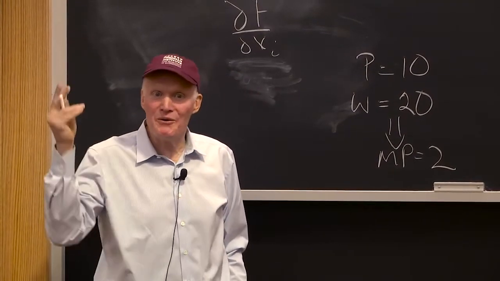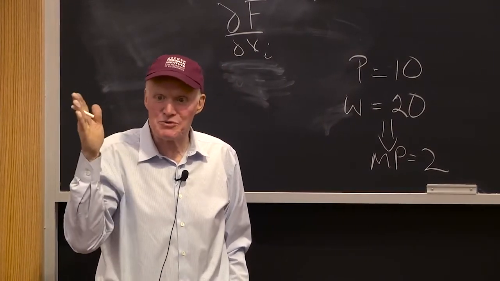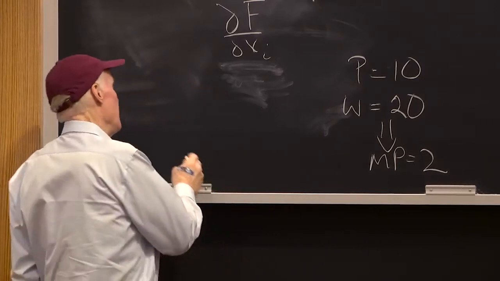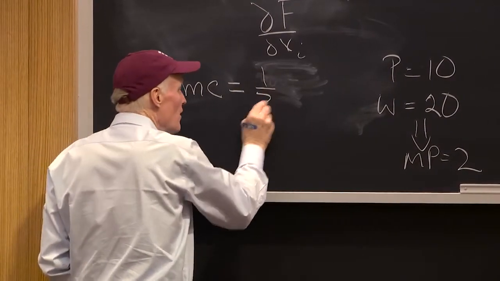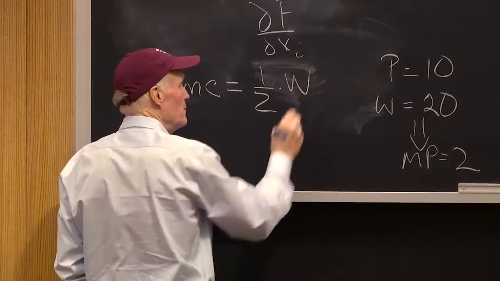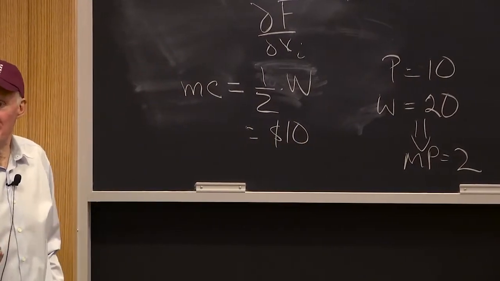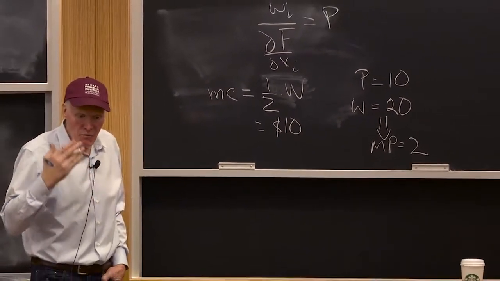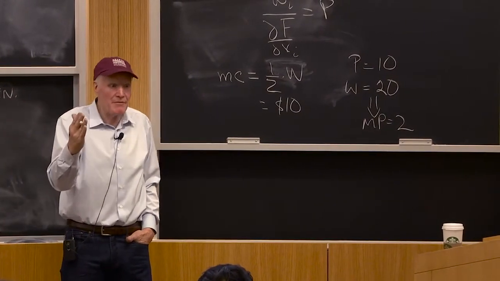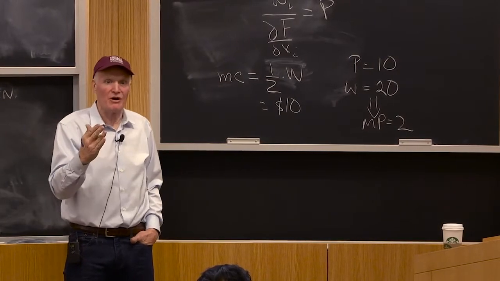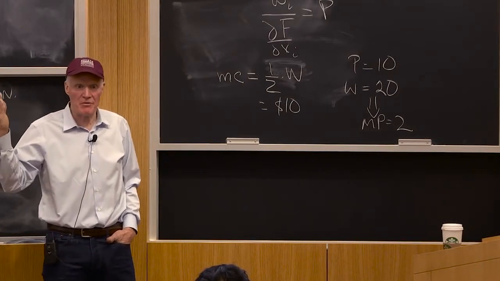If each worker can produce 2 units of output, how many workers does it take to produce 1? A half. Okay. So the marginal cost of producing a unit of output would be half a worker times W, which would be equal to 10. So this is the same thing either way you look at it. Setting value marginal product equal to the wage is exactly the same issue as setting price equals marginal cost.